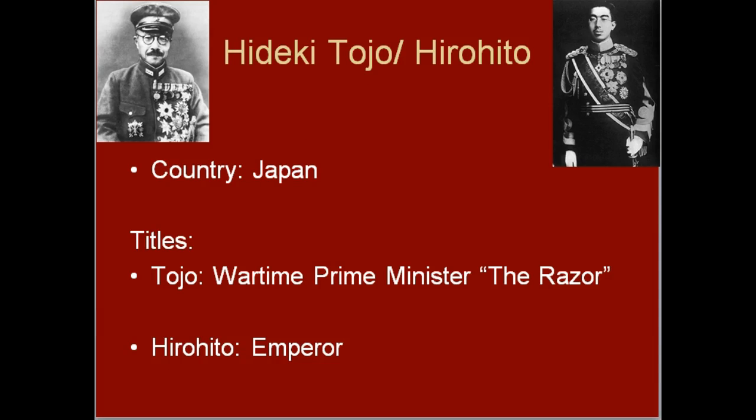Over in Japan, Hideki Tojo is going to be the wartime prime minister. He's called the Razor. And Hirohito is the emperor, who is ruling under somewhat of a divine right or divine belief, similar to our absolute empires. But of course, Japan has somewhat more of a constitutional monarchy at this point because they do have a prime minister and a parliament in Japan.